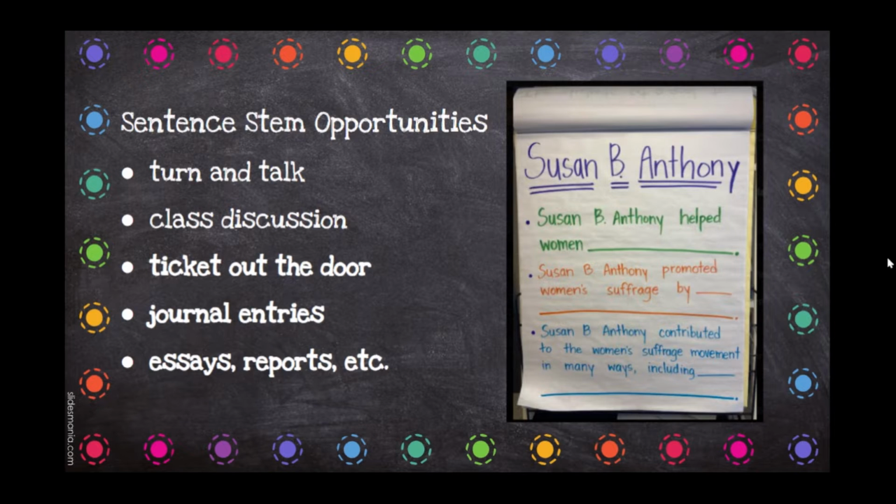These Susan B. Anthony sentence stems can be used for something like a turn and talk activity following an article or a video clip. I would say something like, using what you've learned from the article, discuss how Susan B. Anthony contributed to the women's suffrage movement. Use a sentence stem from the board to get you started. And then after they've had time to talk and have our speaking practice, we would share.